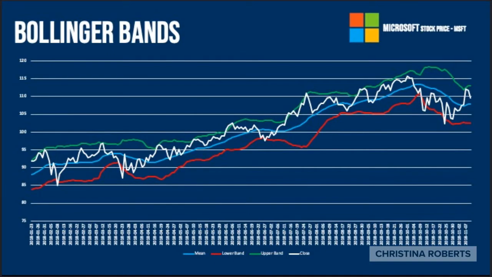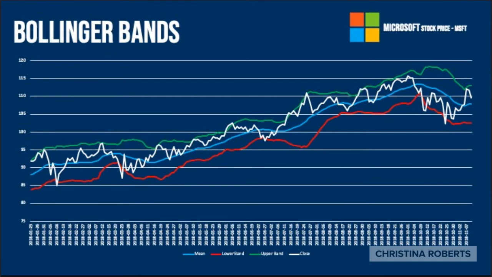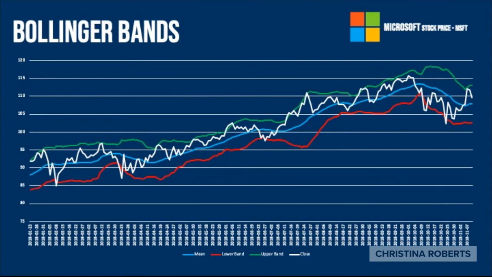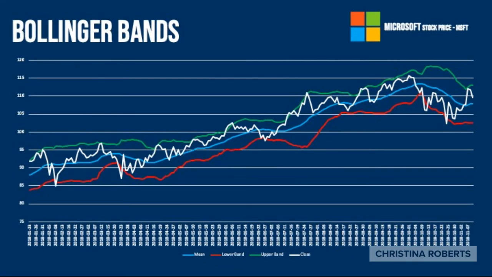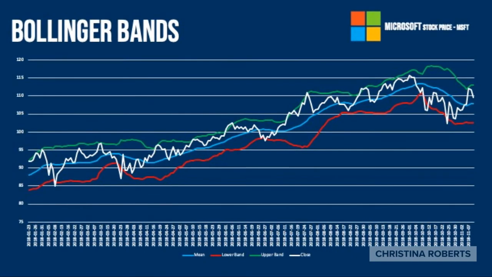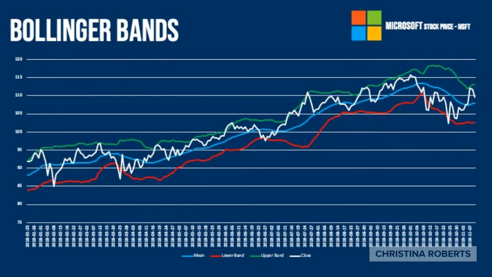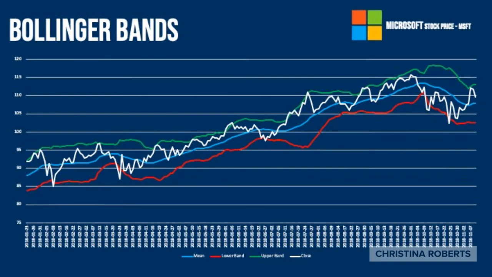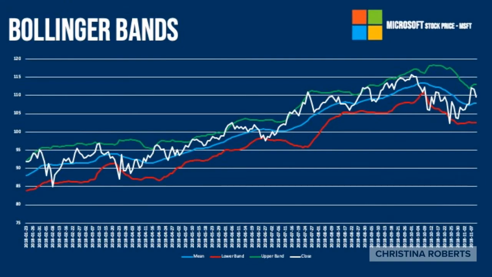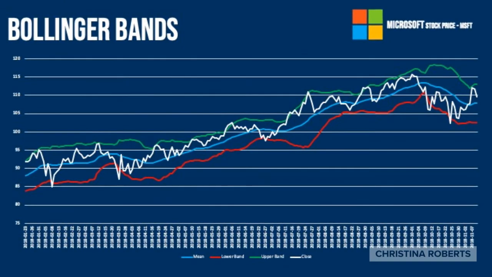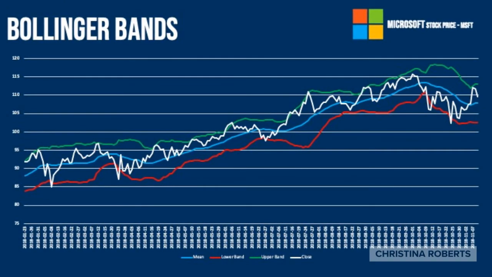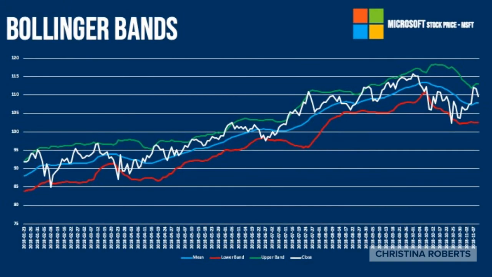Here we see the Bollinger Bands for the Microsoft stock from January 2018 to November 2018, the blue line indicating the mean and the white line the close, while the red line indicates the lower band and the green line indicates the upper band. What I'm looking for is where the close line is. If it's close to the upper band, then it's a good time to sell because once it gets to the upper band, it tends to come down shortly after.